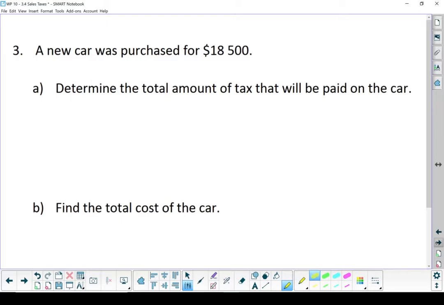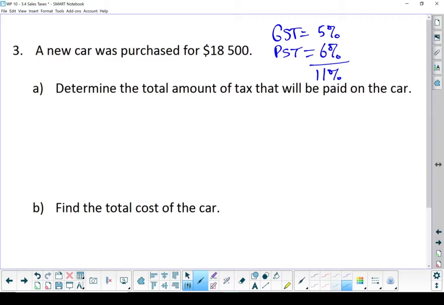Here's another one very similar to the last one. New car was purchased for $18,500. Determine the total amount of tax that will be paid on the car. Once again, we are going to buy this in Saskatchewan. GST equals 5%. PST in Saskatchewan equals 6% for a total of 11% tax. Let's figure out how much tax we're paying.